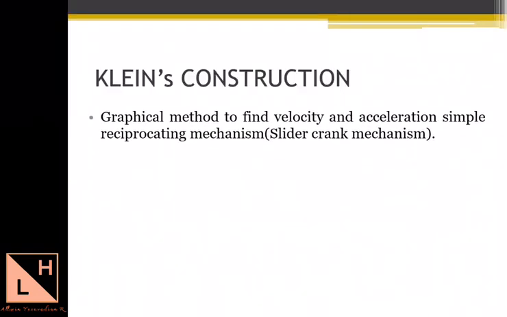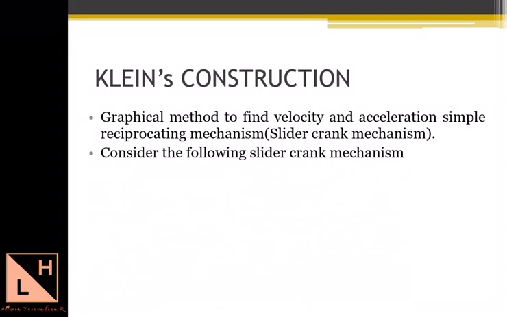Klein's construction is simply a graphical method which is used to find the velocity and acceleration of simple reciprocating mechanisms. Basically, in kinematics, we'll be trying to solve the problems and do the analysis related to velocity and acceleration of the moving components. And here, this is one of the graphical methods that is used to find the velocity and acceleration of simple reciprocating mechanisms. And one of the basic simple reciprocating mechanisms we'll find in kinematics is the slider crank mechanism.